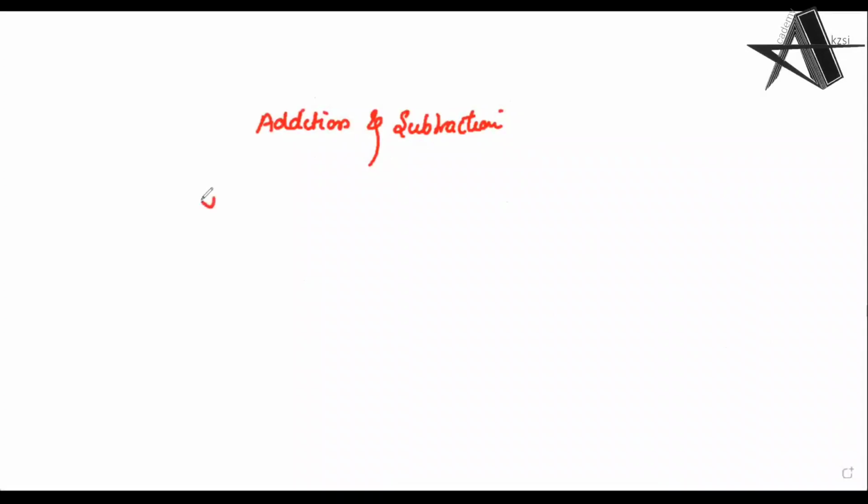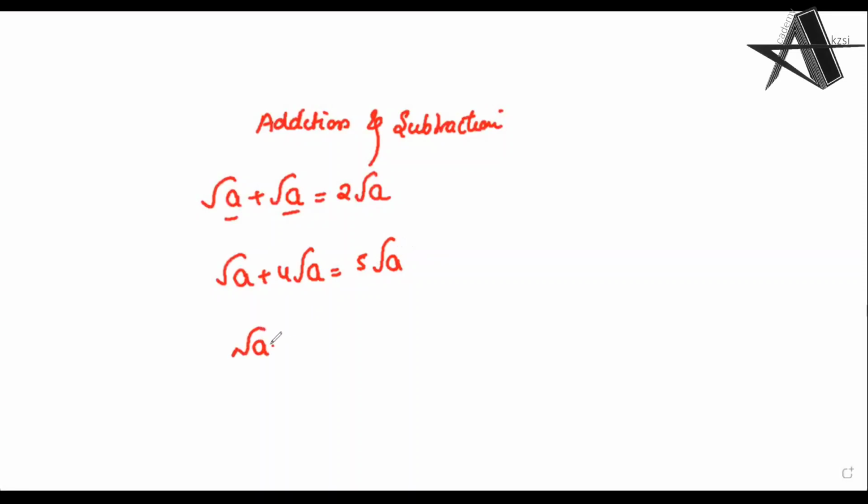That means suppose it's root a plus root a. You are adding the same surd, the same base number. Because you have added it 2 times, it will be 2 root a. Or root a plus 4 root a: 4 plus 1 more root a means 5 root a. You can add them up. But when you have to add two different surds, that means root a plus root b, you cannot add them because they have different base numbers. So leave it like that. You can't do anything further.